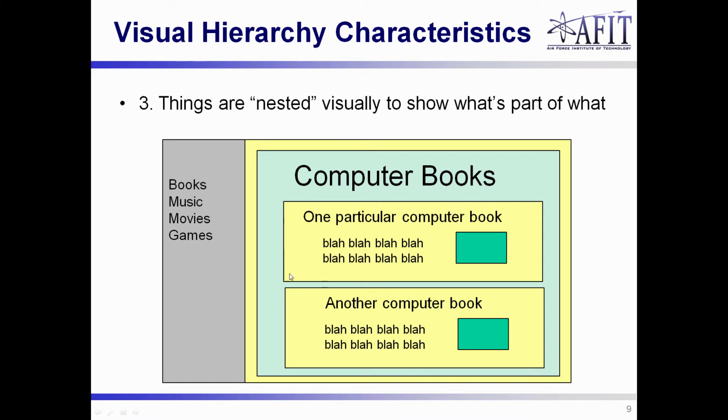And then we can see here that within this computer books, we've got two other visually nested items, and we know that all of the content in this particular block belongs to this one particular computer book. So we might have a description and a picture, maybe even a price. Same with this other one, all of this information belongs to this one. So we can use nesting to show what's part of what.